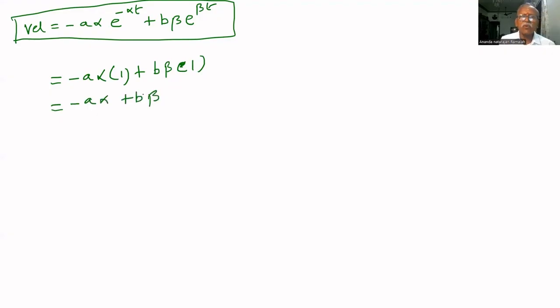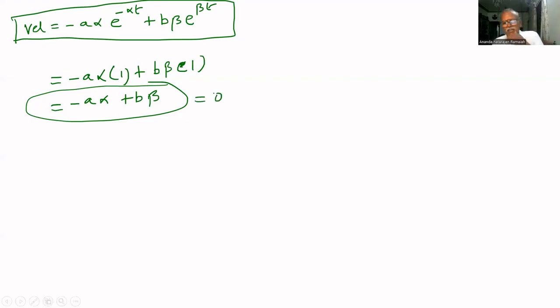That is the answer when t equal to 0. We have to substitute two values: one is 0, another is infinity. If you substitute 0, you get the value minus a alpha plus b beta. This is the velocity. If you assume a equal to 1, b equal to 1, alpha equal to 1, and beta equal to 1, then initially it will be at rest. The initial velocity is 0.